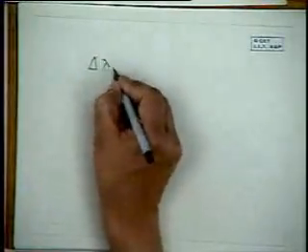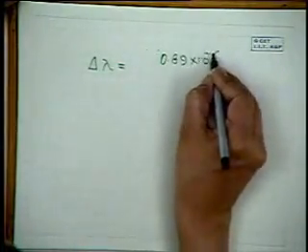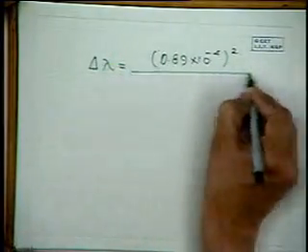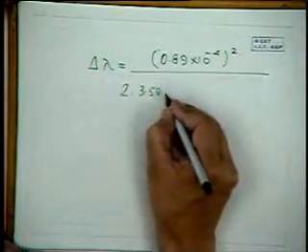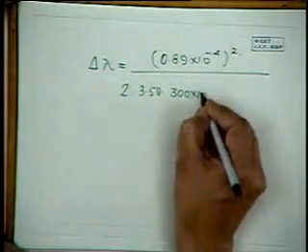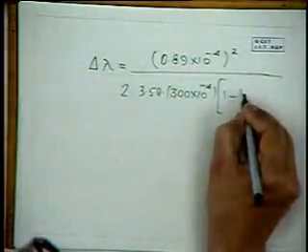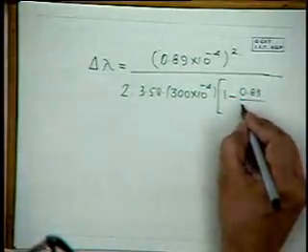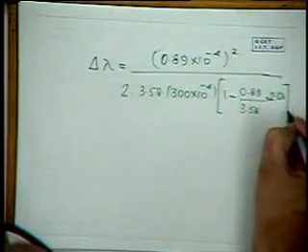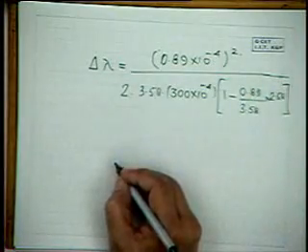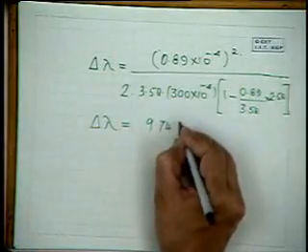We find delta lambda is lambda squared, 0.89 × 10^-4 micron squared, over twice 3.58. You have to get the units right. We're working in centimeters, so 300 microns, into 1 minus 0.89 by 3.58, and that is 2.58 in micron inverse. So if we just work this out, delta lambda comes out to be 9.74 angstroms.